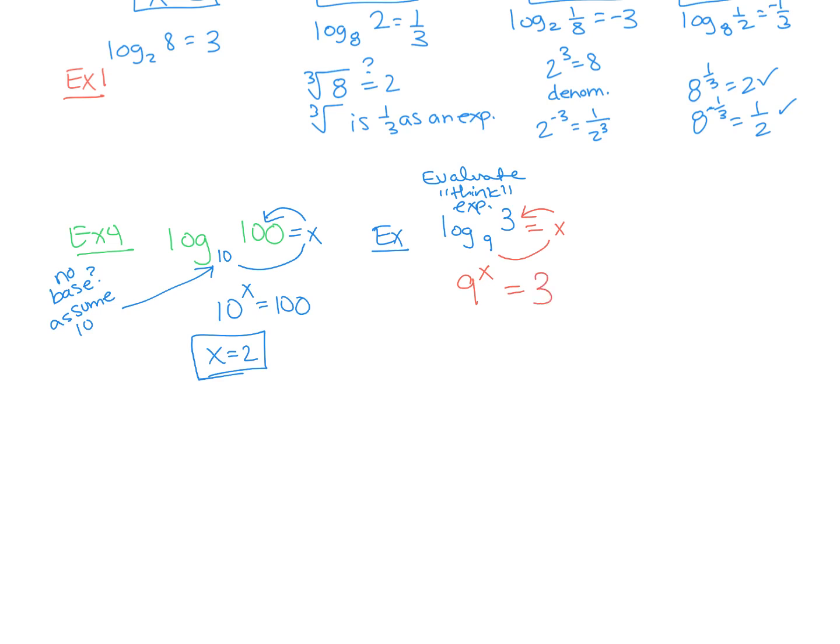So again, this is one of those where my answer is less than my base. I'm probably looking for a fraction or a rational exponent. I know that the square root of 9 is 3. This is what I'm thinking in my head. In my head, I'm thinking, the square root of 9 is 3. So I know that my x then must be 1/2. My exponent must be 1/2. It must be the square root of 9 that I want.